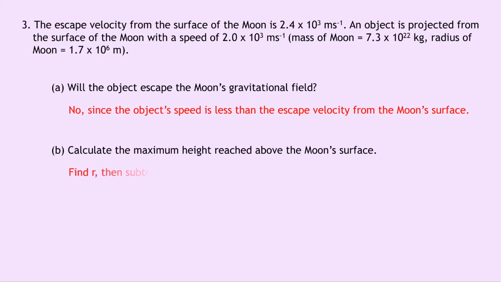Part B says to calculate the maximum height reached above the moon's surface. To do this, we first need to find r and then subtract the radius of the moon to find the height. So writing down what we know from the question, we're trying to find r, and the velocity which we use here in place of the escape velocity is the velocity of the object, v equals 2.0 times 10 to the 3 meters per second. G is 6.67 times 10 to the minus 11 meters cubed per kilogram per second squared. The mass of the moon is 7.3 times 10 to the 22 kilograms.